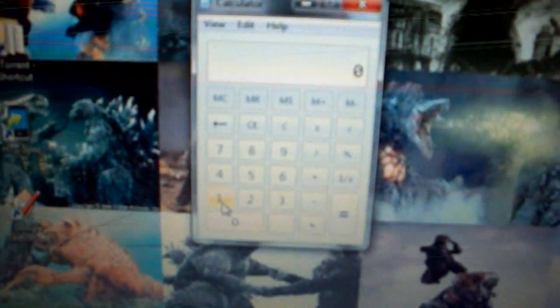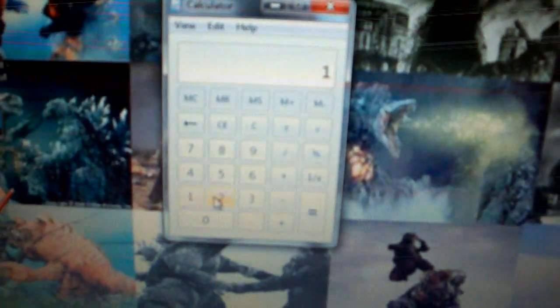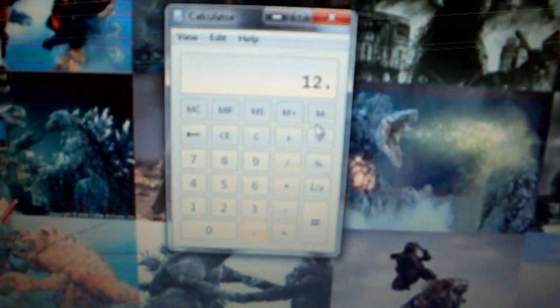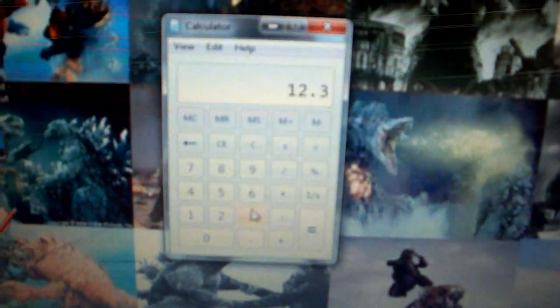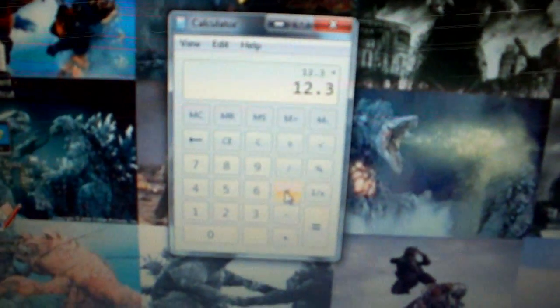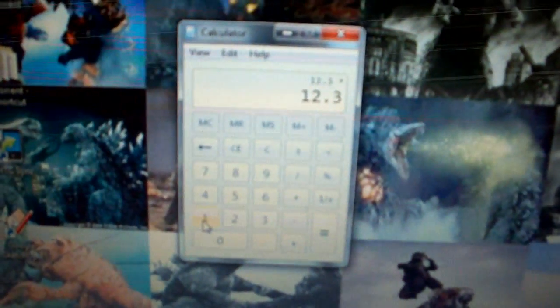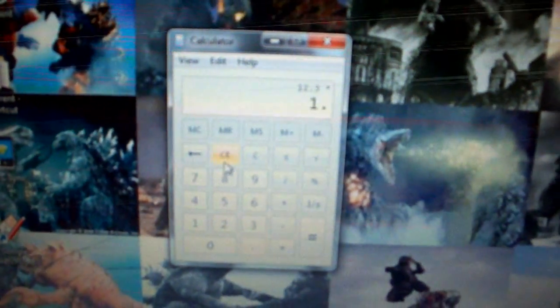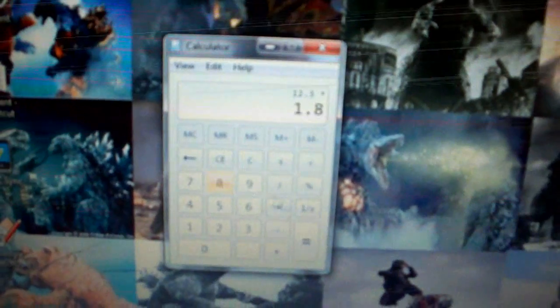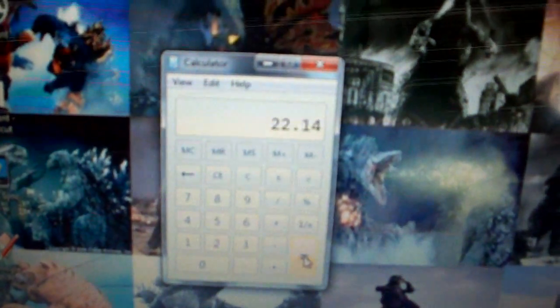Then what you do is you take your numbers that you got, take the number off the multimeter, I believe it was 12.3, and you times it by the number on the other meter, which was 1.8, I believe. And that's how you get your wattage. There's 22 watts there.